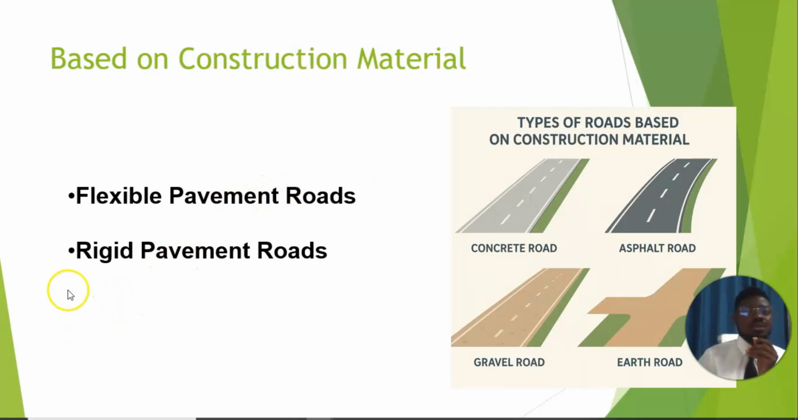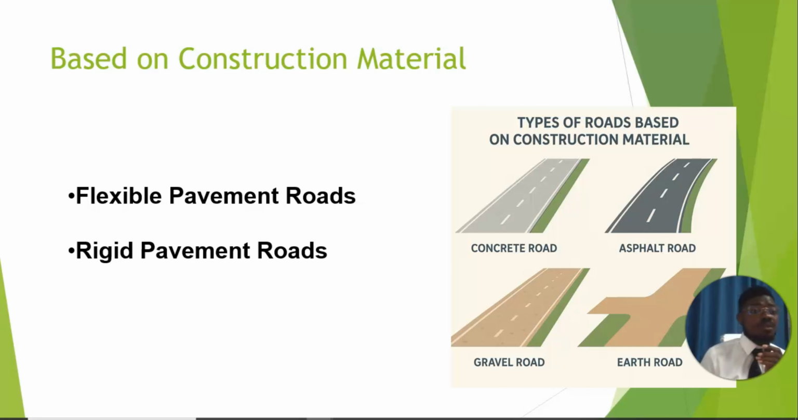Then we have based on construction material. We have the flexible pavement roads, and we have the rigid pavement roads. One of the striking differences between the two, as we can see, one is flexible and one is rigid, is that the flexible is made with asphalt, and it can flex with temperature and load changes. This is majorly used in urban and rural roads, compared to rigid pavement roads, which are made with concrete, stronger and more durable, but very expensive, and used in urban highways and intersections.